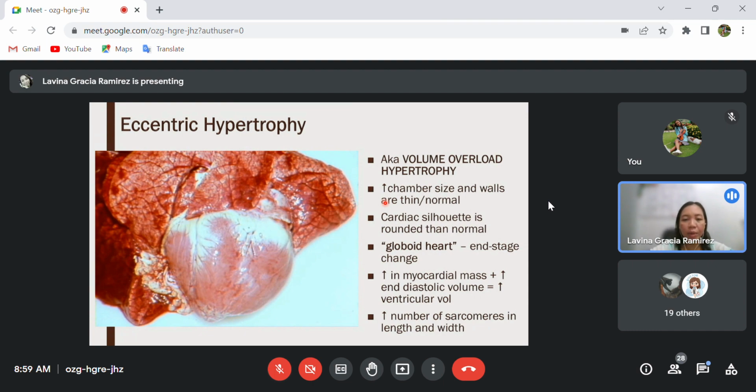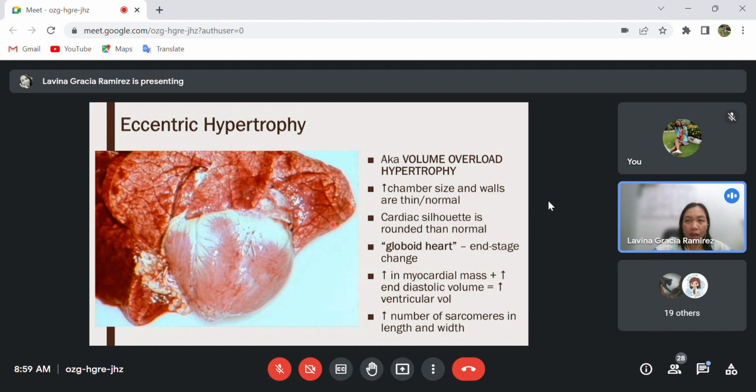So there is an increase in myocardial mass plus an increase in end diastolic volume because of the high volume entering the chambers, which increases ventricular volume. So that is what gets affected, of course, the ventricular chambers, the ventricles. Then this will also increase the number of sarcomeres in length and width. So that's the difference between the two.